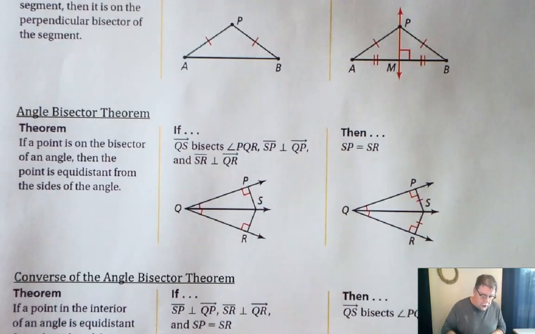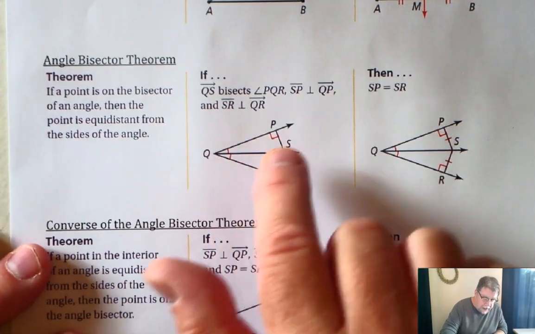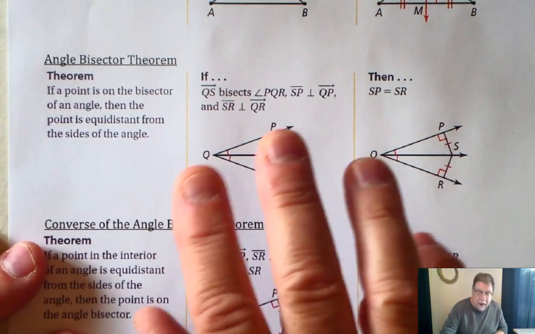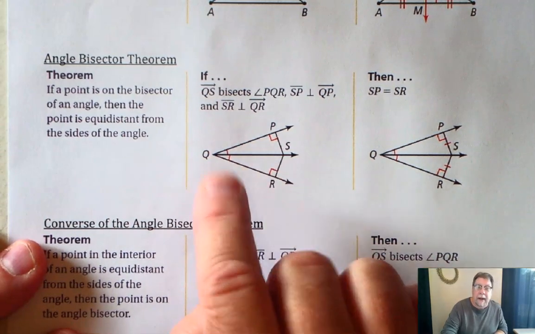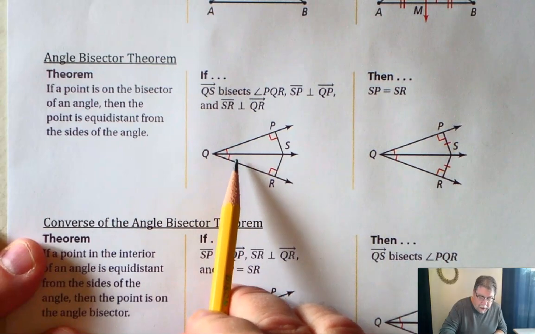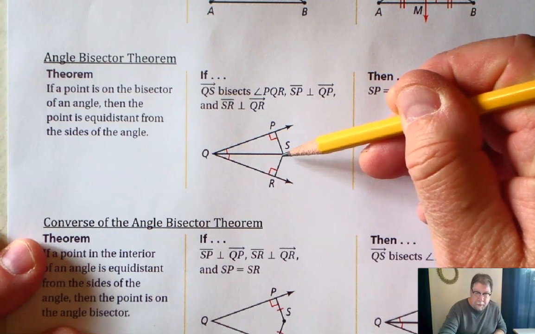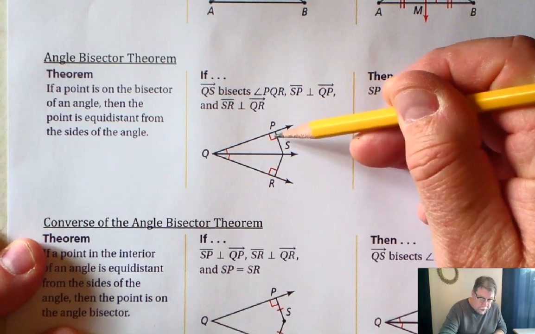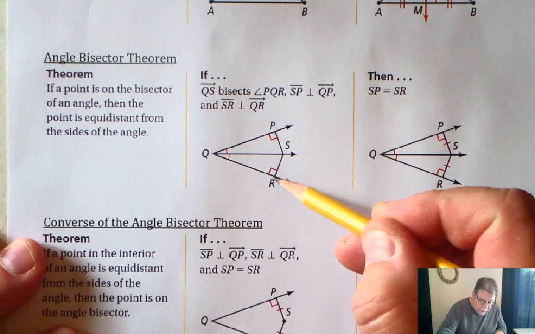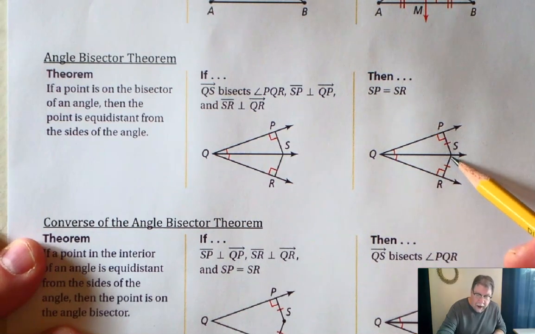The second theorem is called the angle bisector theorem, and it's similar, it has a few differences, but it basically says that if you have an angle, in this case PQR, and you cut through that angle with QS and it bisects the angle, and you can see that right here with the congruent marks, then you've not only created two angles that are congruent, but the distance from any point on this bisector perpendicular back to the side of the angle is congruent to the one on the other side. So in this case, PS would be congruent to RS.